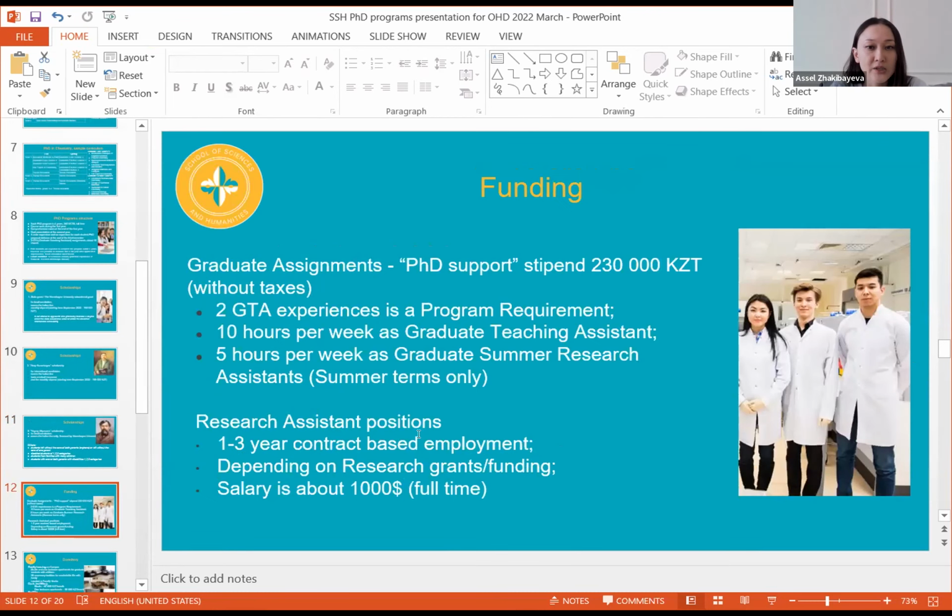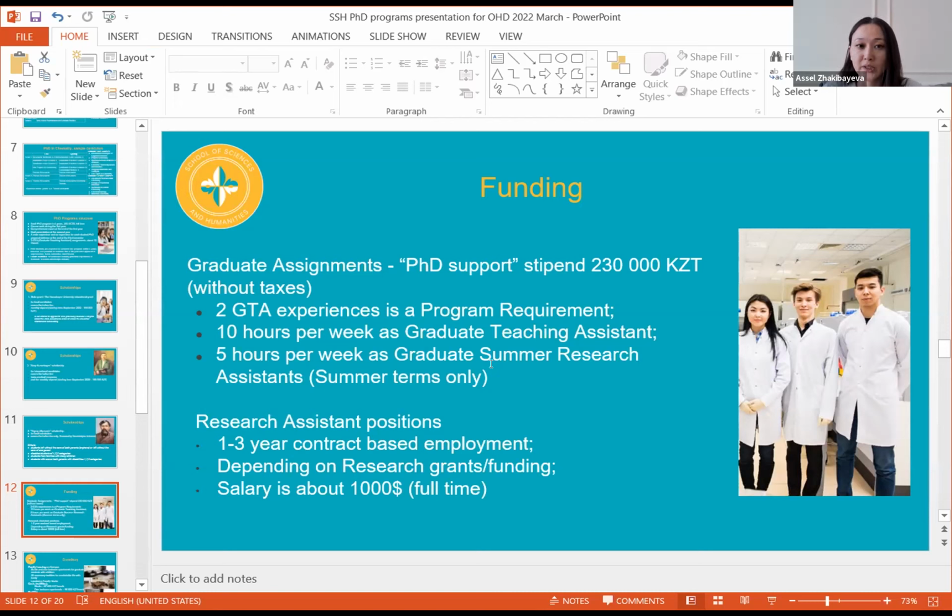Next, as I told before, the graduate teaching assistantship, GTA, works both ways. It's a stipend, the PhD support stipend, and also a program requirement. And if you complete your 2 GTA requirements during the fall and spring semesters, during the summer semester you will also be supported by the PhD support stipend, but the work will be different.